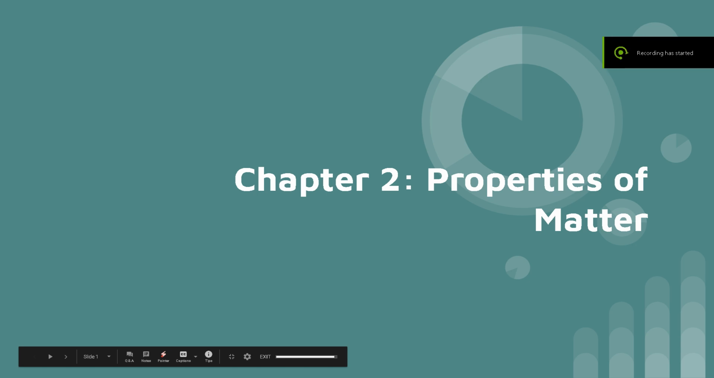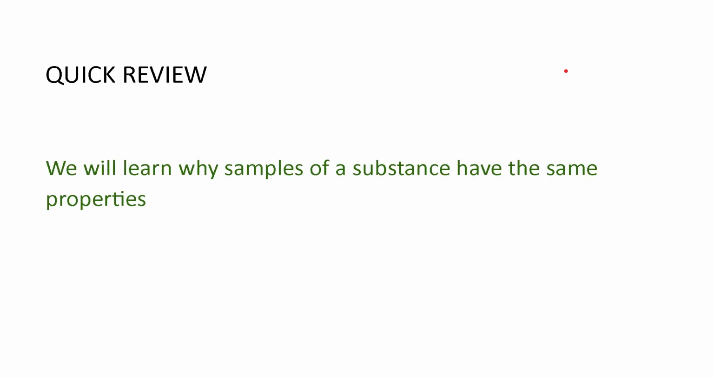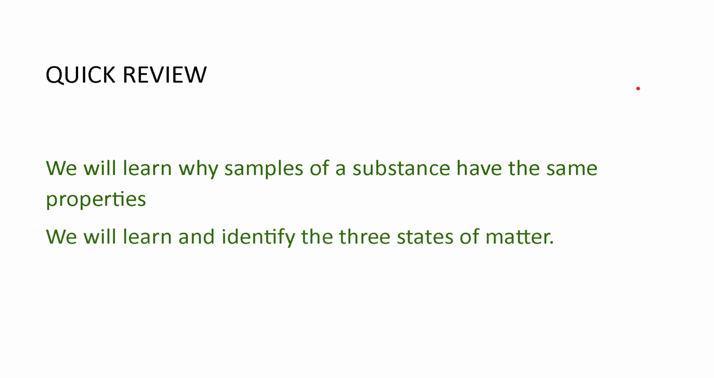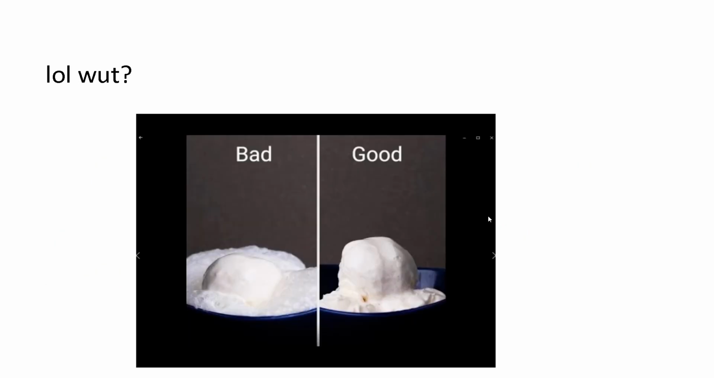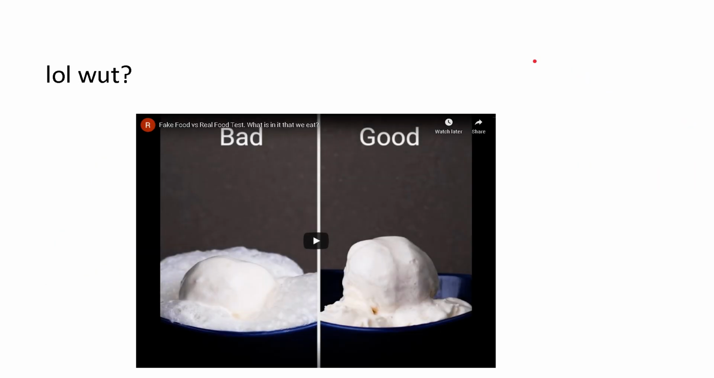Alright, ladies and gentlemen, welcome back to Chapter 2, Properties of Matter. Today we're going to go into examples of why substances have the same properties. We will learn and identify the three states of matter, possibly not including a couple of the more advanced ones. We're going to classify physical change as well as chemical changes later.